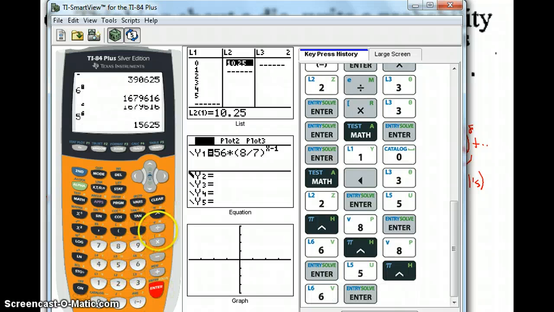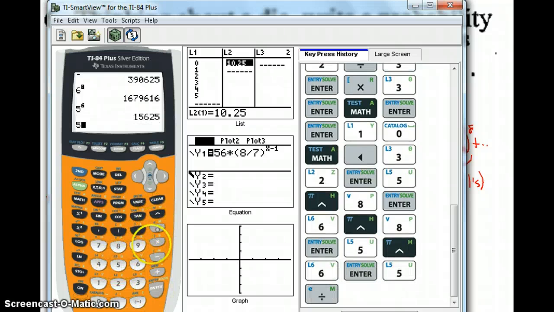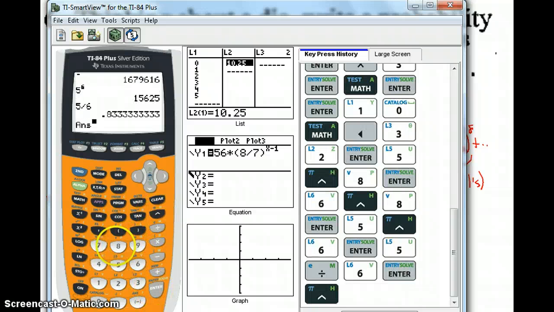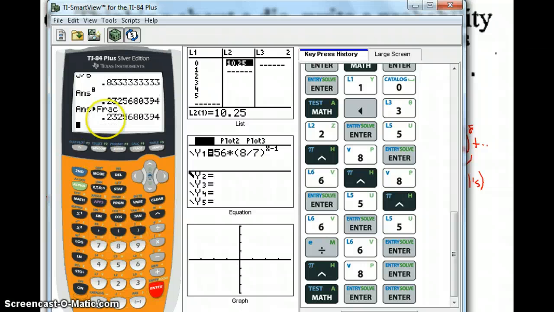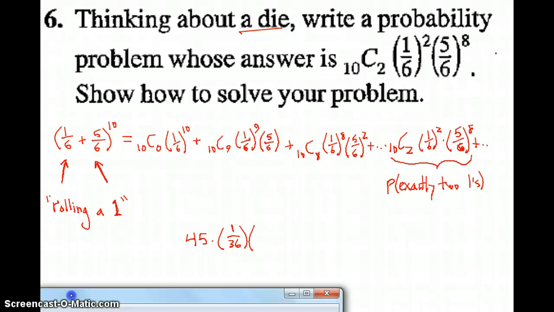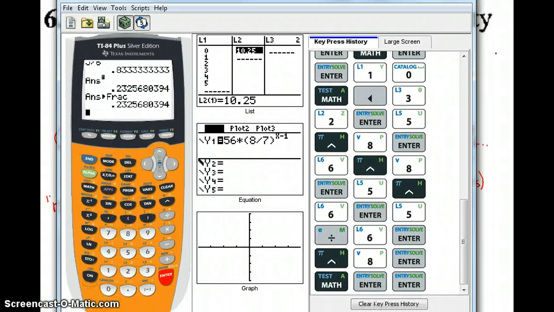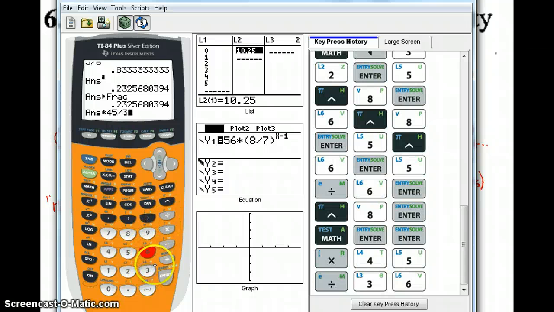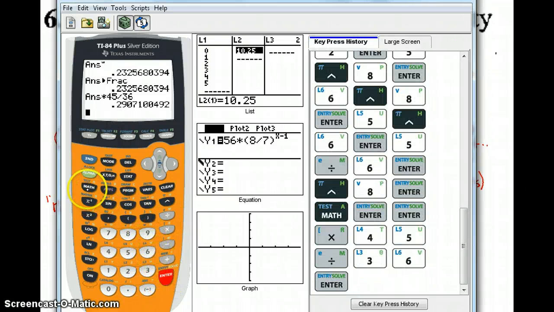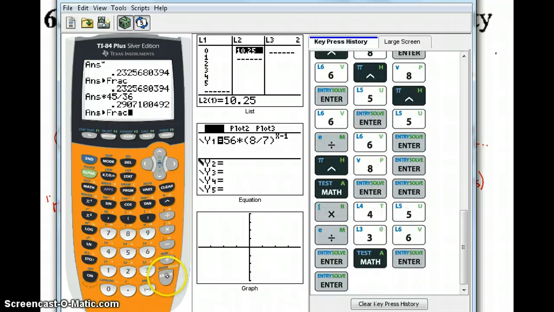5/6. No, not 5 to the 6. 5/6. Take that to the 8th. Even if I convert to fraction, it's going to be that same. If they give it to me at all, it's going to be that one over that one. Alright, I'm just going to leave that, and I'm going to multiply that by 45 over 36. Maybe now I convert to a fraction. I kind of doubt it. Yeah, it's around 29.1%.